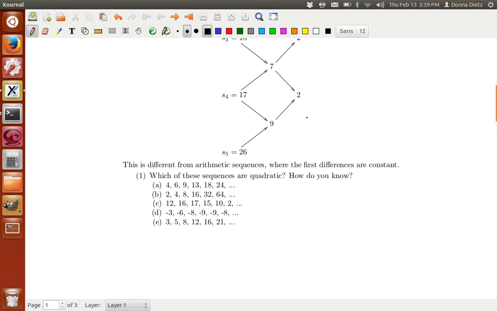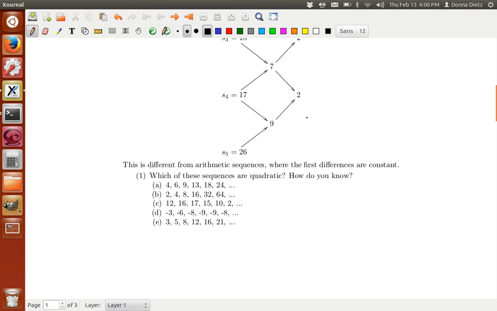Now, what did we sort of try to hammer home? We tried to hammer home the fact that with arithmetic sequences, the sequence of differences are constant. For quadratic sequences, the sequence of second differences is constant, which is to say the sequence of differences is an arithmetic sequence. So what we'd like to do is know, when are we dealing with a quadratic sequence? So the first question here asks, which of these sequences are quadratic? And how do you know?